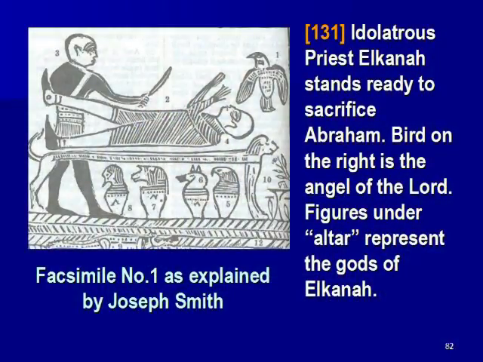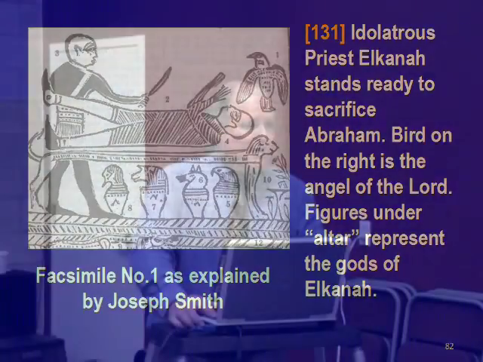And there's what he says. He said that this represents the idolatrous priest, Elkanah, who stands ready to sacrifice Abraham, the patriarch Abraham, from which the book gets its name. The bird on the right, he says, number 1, is supposed to be the angel of the Lord, and the figures underneath this altar, he calls it, actually represent the gods of Elkanah. Okay? The problem, of course, is he gets it all wrong.